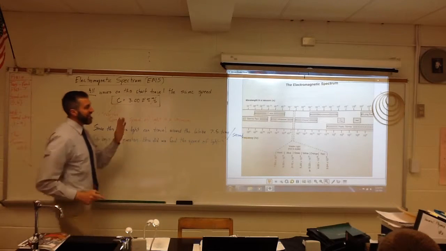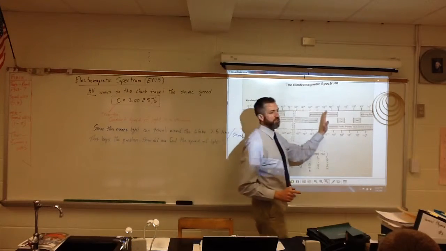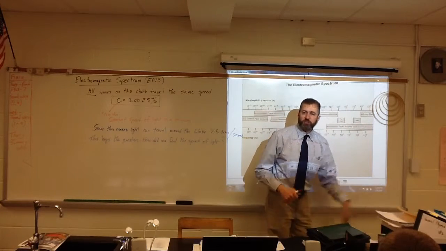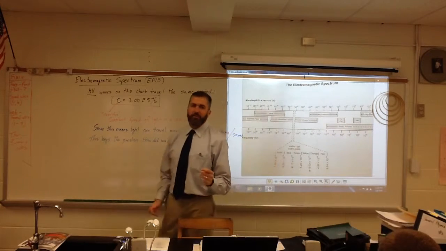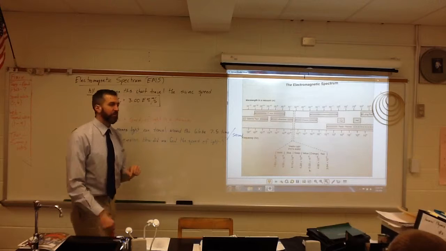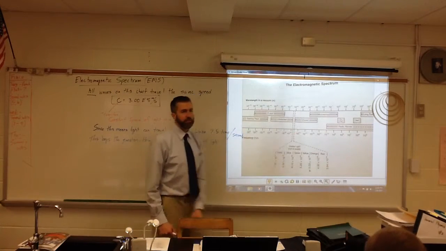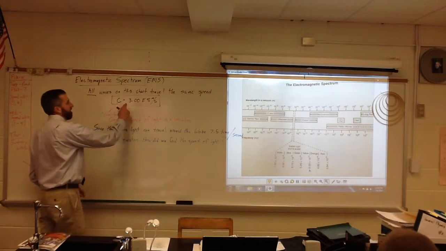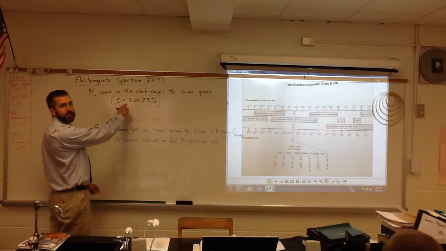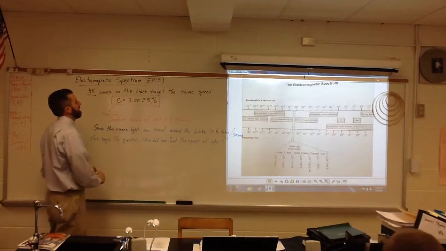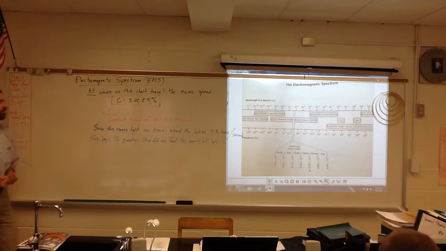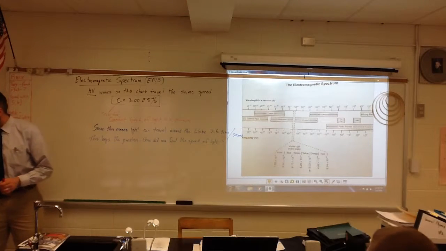Main point: everything on this chart travels at the same speed. Just like all the sound waves traveled at 331 meters per second, everything on this chart travels at a speed, and that speed is 3e8 meters per second. Very fast speed.